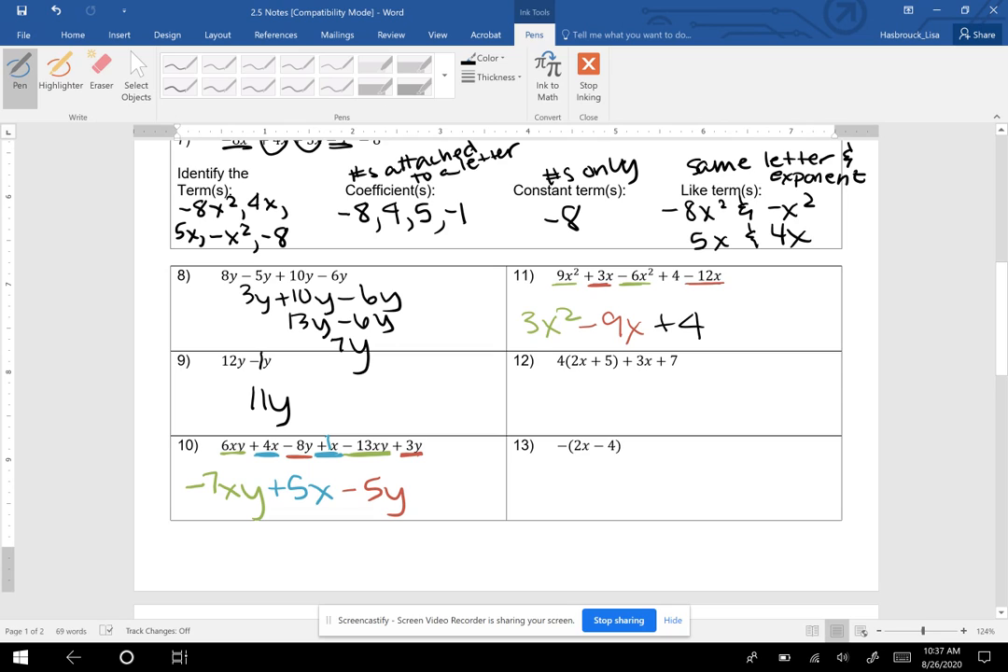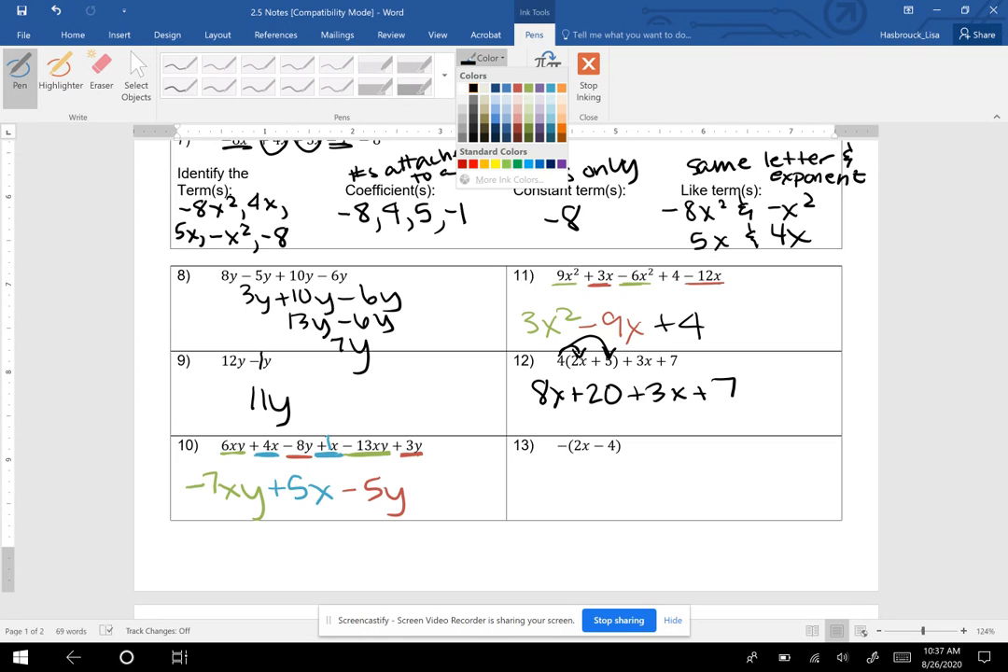Now for number 12, we do need to distribute first. I'm going to distribute this 4. 4 times 2x is 8x. 4 times 5 is 20. So I have 8x plus 20, and I'm going to bring down the plus 3x plus 7. Now I can combine like terms. So for x's, I have an 8x plus a 3x, which is 11x. And then for those constant terms, the numbers without letters, I have a 20 plus a 7 to get plus 27.